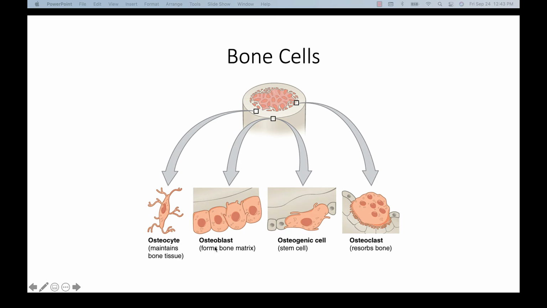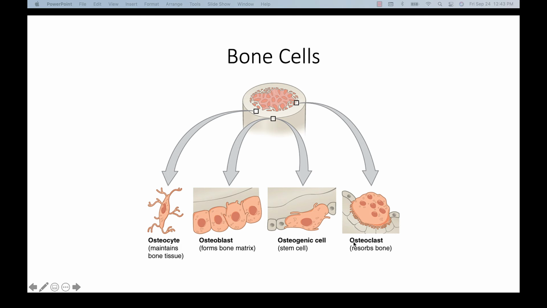The osteoblasts are what actually form the bone matrix. Okay, so they're the bone builders. They have many endoplasmic reticulum and ribosomes to help make the many proteins that are found in the bone matrix. And then we have the osteogenic cells. These are stem cells that can differentiate into osteoblasts and osteoclasts.